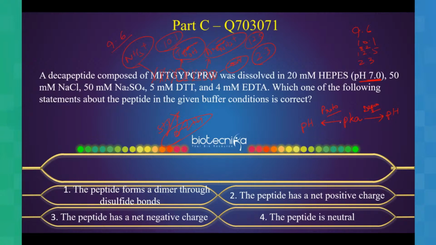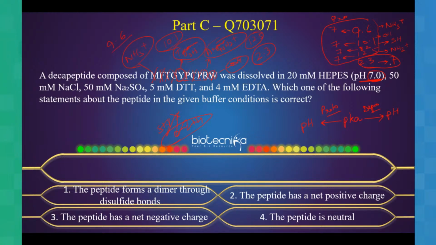Now the pH is 7, is it below or above the pK point? Okay, so 7 is below 9.6, 7 is below 10.1. 7 is below 8.2, 7 is also below 12.5, but 7 is above this 2.3, which means all these groups will be in the protonated form except for the carboxy terminal. Okay, so protonated form of terminal amino group is NH3 plus. Protonated form of tyrosine group is OH. Okay, protonated form of SH group in cysteine is SH group, and protonated form of arginine is NH2 plus.